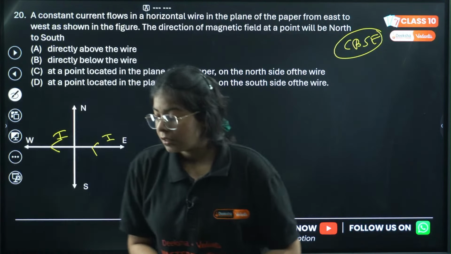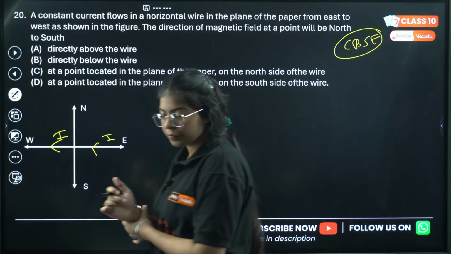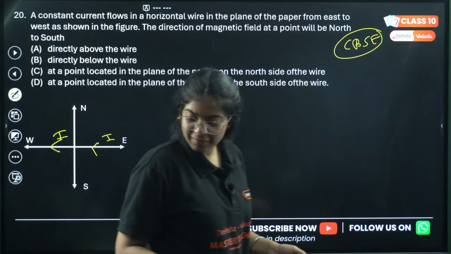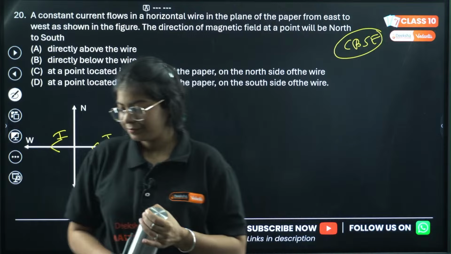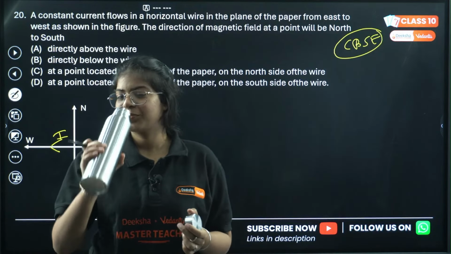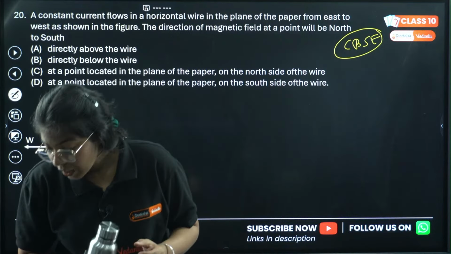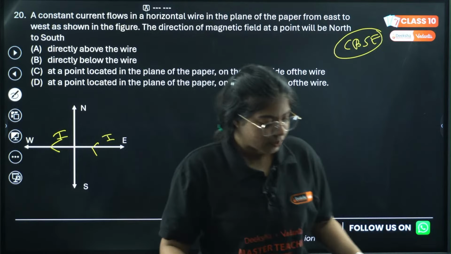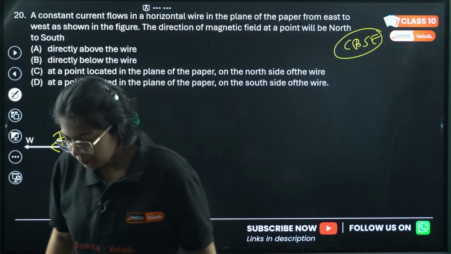B. Amit is saying B, directly below the wire. Tanish is also saying B. You guys are so intelligent, or you have done these questions before. C. Abhimanyu is saying C. Either way, you guys are tremendous.